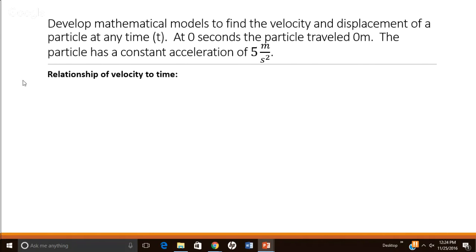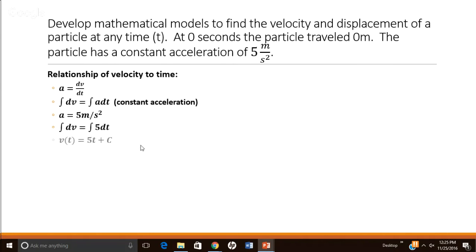So let's look at the model for velocity first, the relationship of velocity to time. Our acceleration is the derivative of velocity with respect to time. You can just solve that for dv because we're looking for what our velocity is. So we'll treat it as a separable equation. Integrating both sides, treating this acceleration as a constant, we can plug that in because we know it's 5 meters per second squared. As we integrate both sides, we end up with the velocity at any given time equal to 5t plus c.